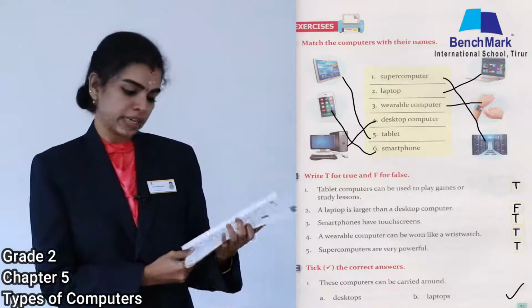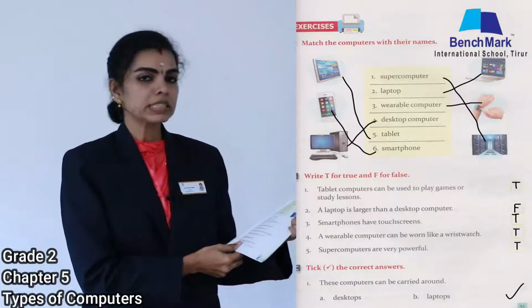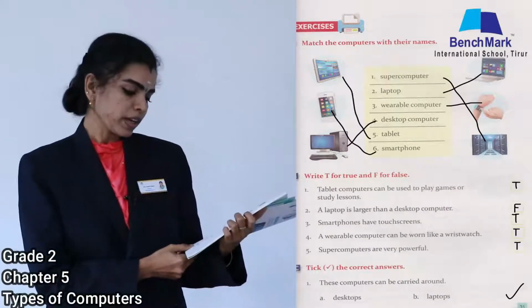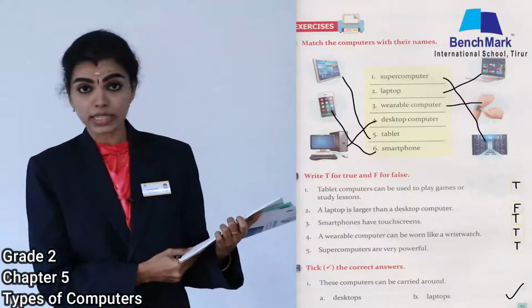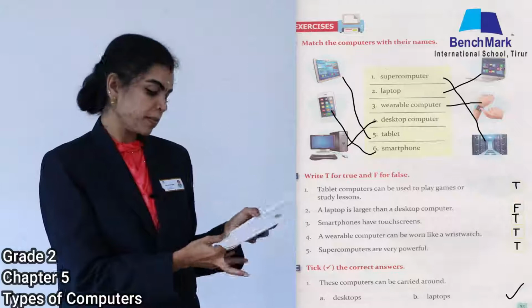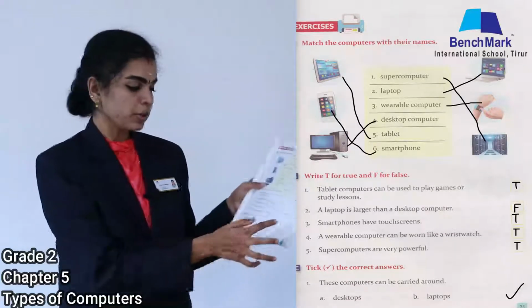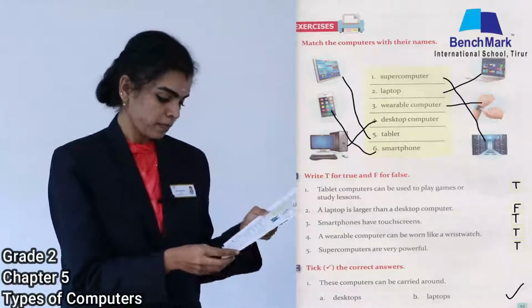Smartphones have a touch screen. Yeah, that is true, so you need to mark it as T. Wearable computer can be worn like a wristwatch. Yeah, that is also correct, so you need to mark it as true, that is T. Supercomputers are very powerful. That is also true. You need to mark it as T.